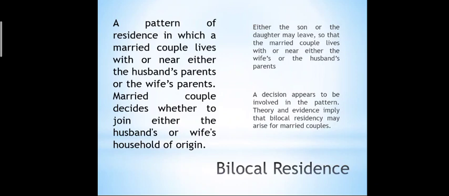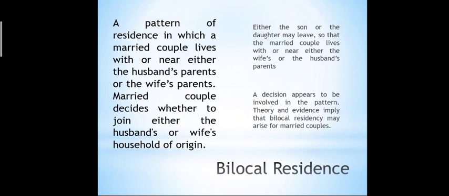First one is bilocal residence. Bilocal residence is a pattern of residence in which a married couple lives with or near either the husband's parents or the wife's parents. A married couple decides whether to join either the husband's or wife's household of origin. Either the son or the daughter may stay, so that the married couple lives with or near either the wife's or the husband's parents. 7% of all societies have this kind of residency, where they may live with the father or mother of their spouses.